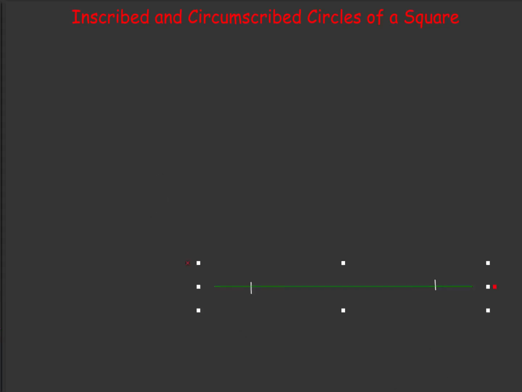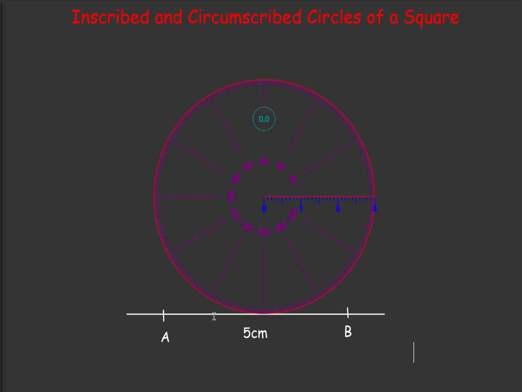I'm going to label this point as A and this point as B, whose length is 5 centimeters. Now with this done, we also said that you would have to construct a 90-degree angle at A. So let's construct our 90-degree angle at A.